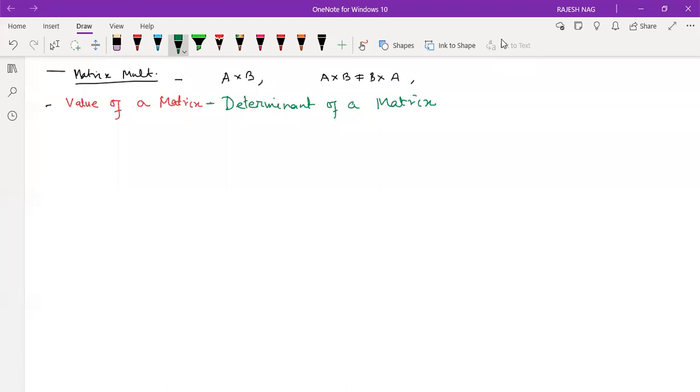Okay, so let us start. How can we calculate that? Let's start with an example first, as usual, finding the determinant. So to find the determinant or value of the matrix, we start with an easy matrix, like example 1.